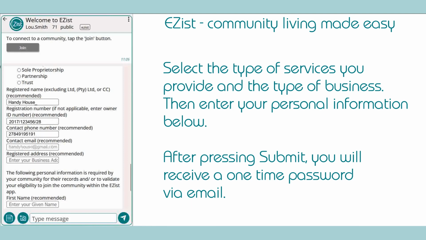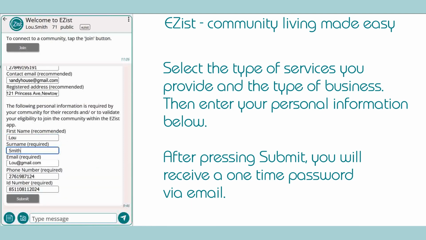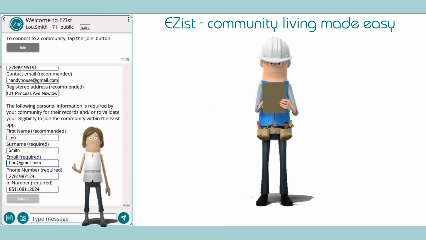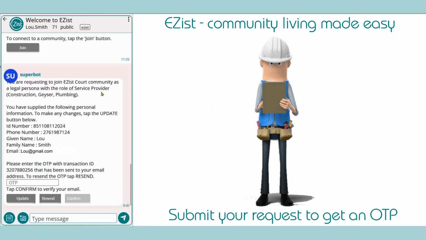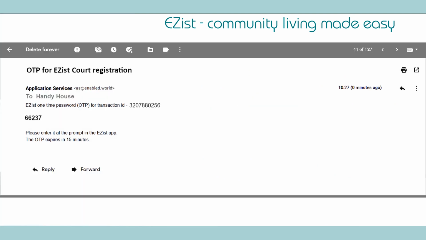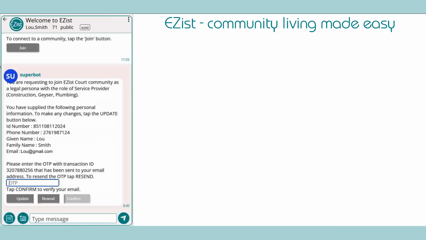Your email, phone number, and ID number will be populated if you provided them during registration. Once you submit your information, you will receive an email with a one-time password. Copy and paste it into the EZist app.